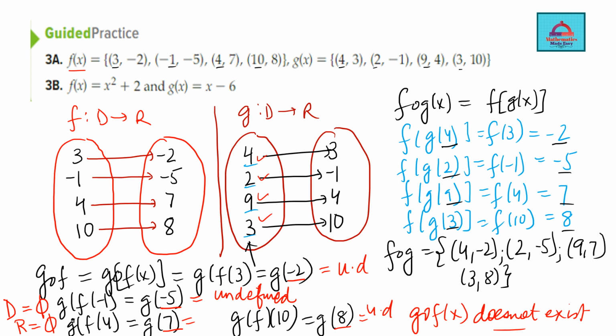However, for this one, the domain is these 4 points and the range is these 4 points. So you can write the domain as 4, 2, 9, 3 and the range as -2, -5, 7 and 8. Now you may write them in ascending order also. So let's check your answer, and similarly you'll do the 3B question.